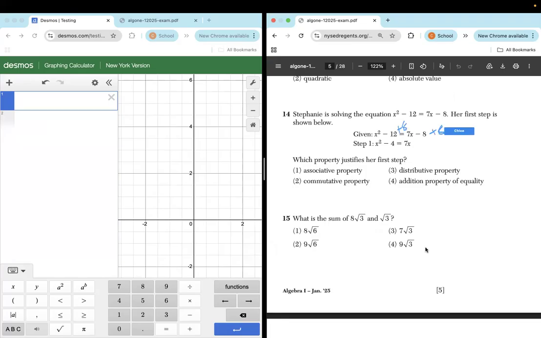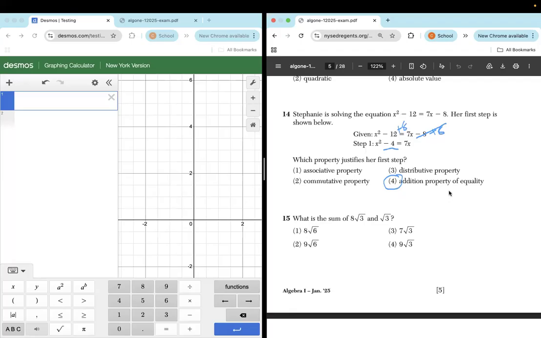So it looks like what she did was add 8 on both sides. Negative 8 plus 8 would be 0. That would cancel out. Negative 12 plus 8 would give me negative 4. So she added 8 on both sides. That would be the addition property of equality, which basically means if you add the same number to both sides of an equation, you get another equivalent one. So that's what she did: she added 8 on both sides, addition property of equality.